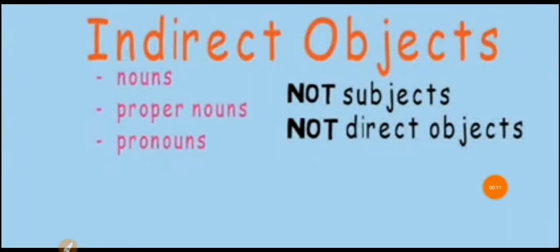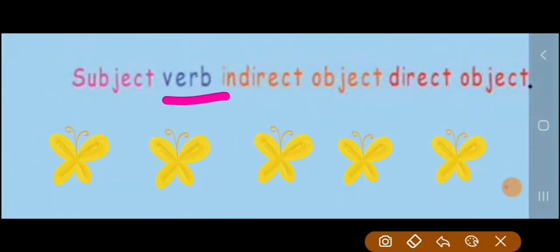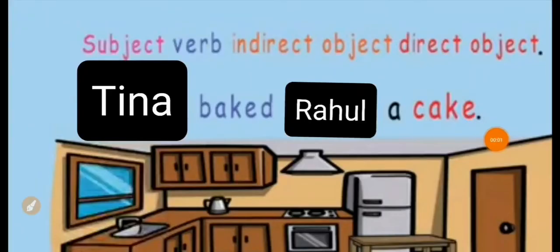When a sentence has an indirect object, and not many sentences do, you can always find it in between the verb and the direct object. Let us look into a sentence example. Tina baked Rahul a cake.